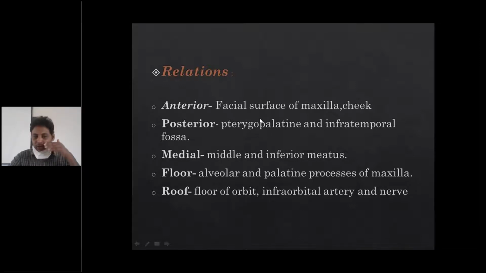And coming to the floor, you will have the floor of the maxillary sinus. As you all know, this is the maxilla and this is the mandible, which have the teeth. The floor of the maxillary sinus is formed by the alveolar process and palatine process of the maxilla. And the roof of the maxillary sinus is obviously formed by the floor of the orbit, which has the infraorbital artery and nerve. Hope you are clear here.